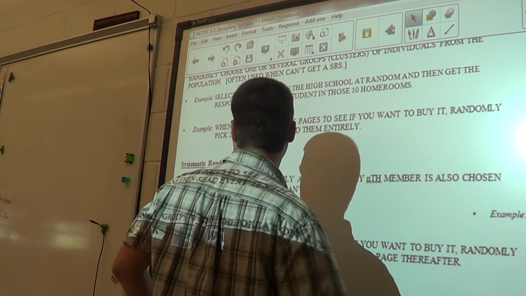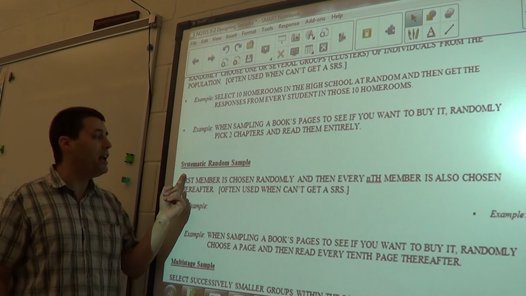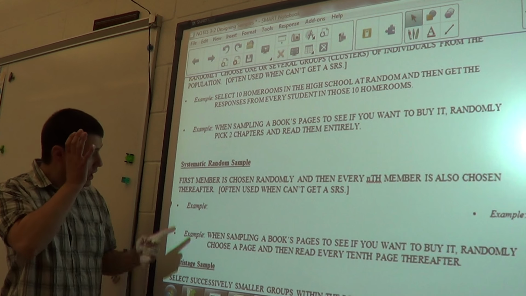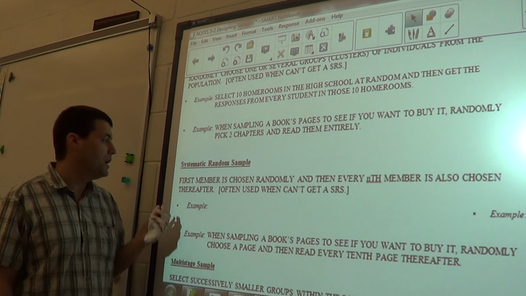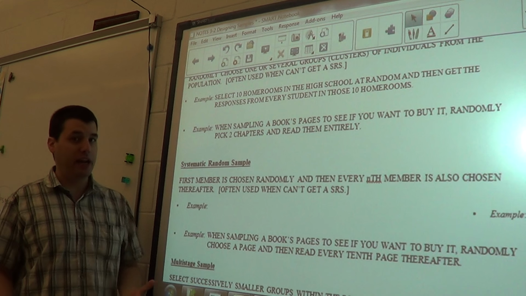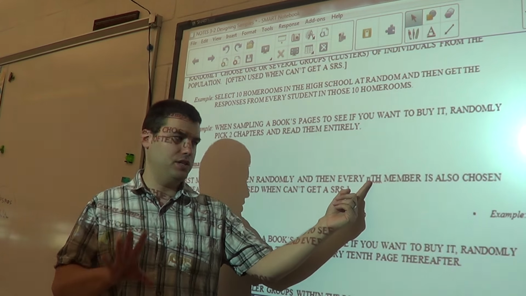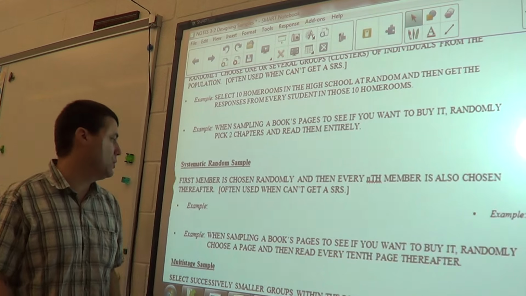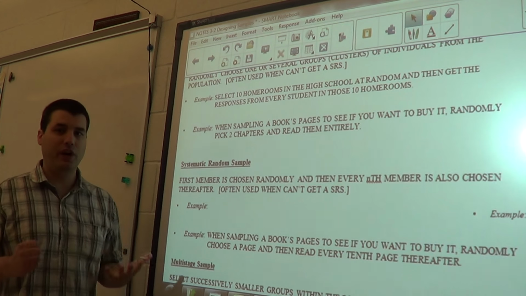Next, notice another abbreviated SRS, but it's not an SRS. We don't get that. It's a systematic random sample. Look how the systematic part works into this. Remember its name. The names do give them away. A first member is chosen randomly from the population, but then every nth, 5th, 6th, 7th member is also chosen thereafter. This is also used when you can't get a simple random sample.